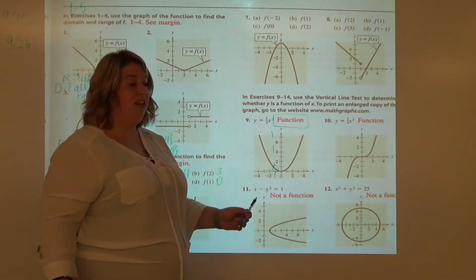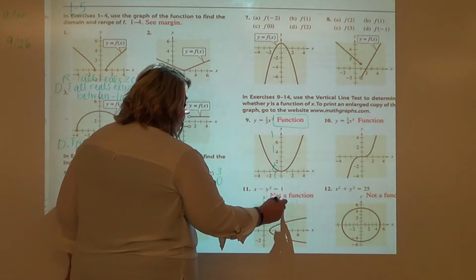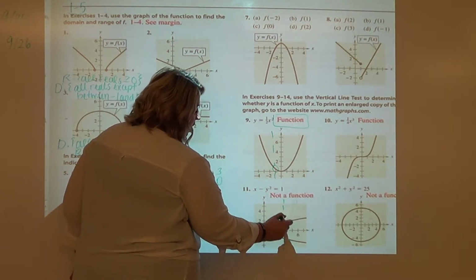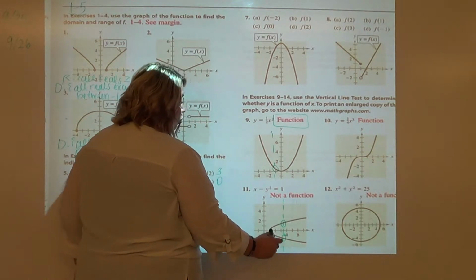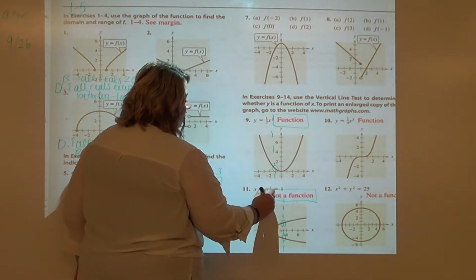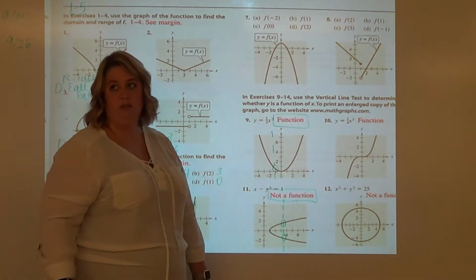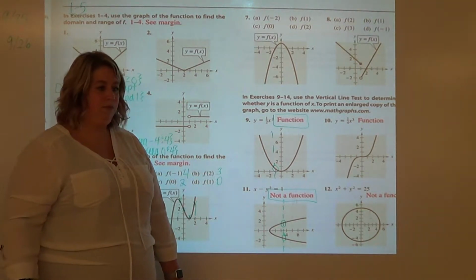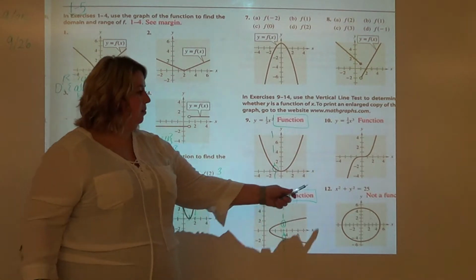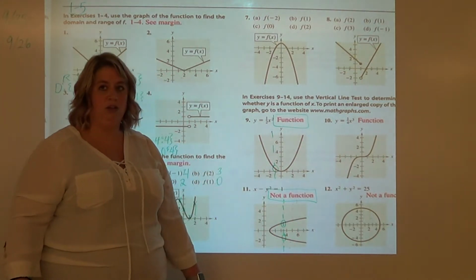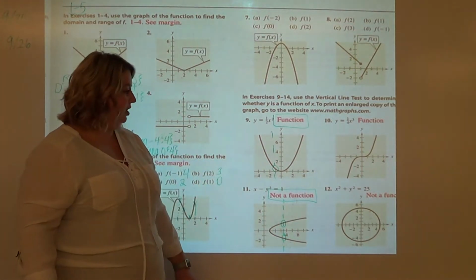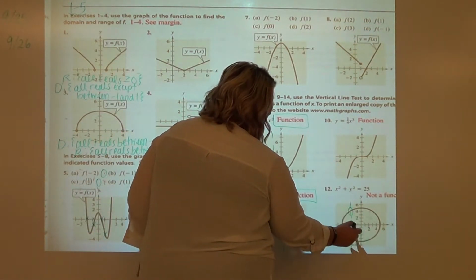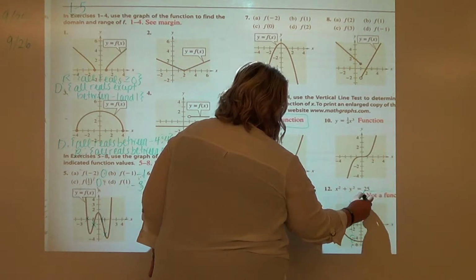Okay, number 11 is not a function because if I draw a vertical line anywhere, so let's say I draw it here, it crosses here and here, that crosses twice, so therefore it's not a function. Okay? So why is number 12 not a function? Because it'll hit twice. If I draw like on the circle, let's say, a line here, it hits twice, so it's not a function.